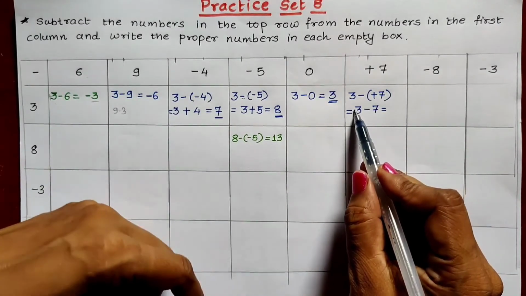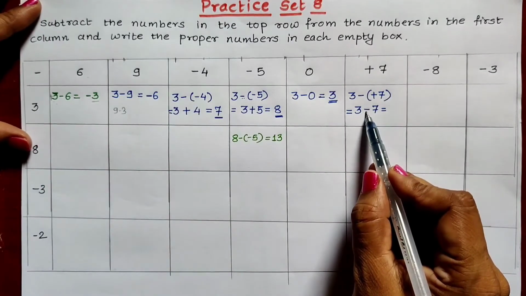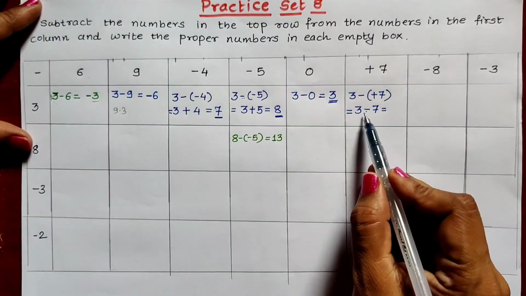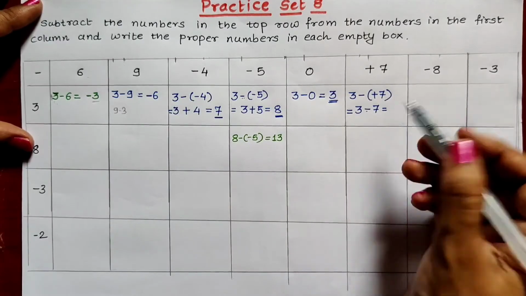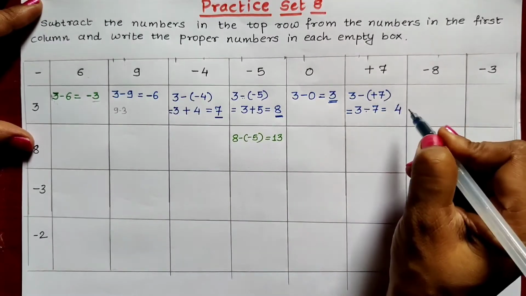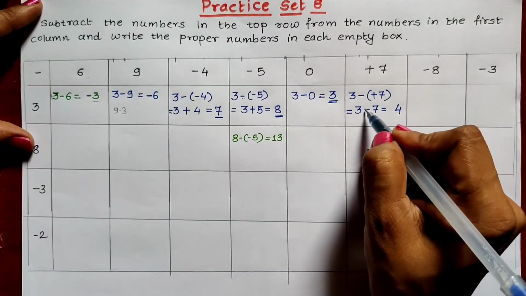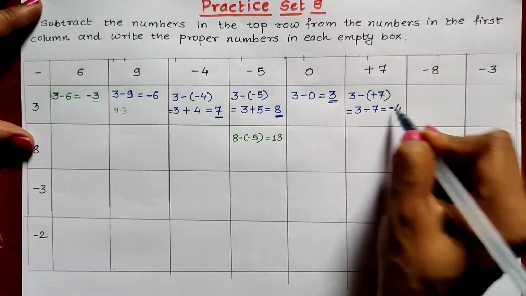3 has no sign, which means plus sign. 7 has a minus sign. Different signs. Different signs mean we have to subtract the smaller number from the bigger one. 7 minus 3, answer is 4. And we have to give the sign of the bigger number. Bigger number's sign is minus. So we should give a minus sign.